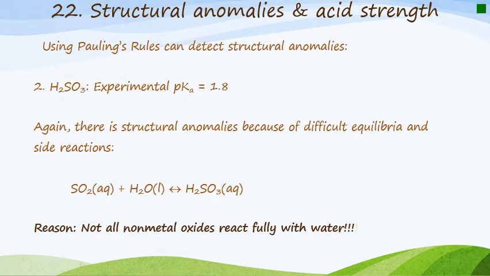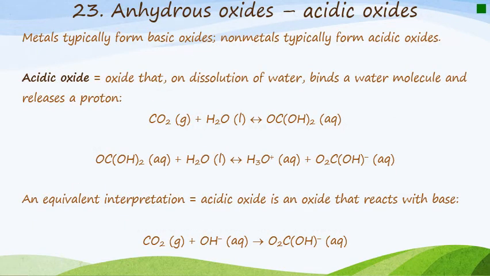So we can use Pauling's rules to detect structural anomalies. Another example is sulfurous acid. Again, there's a structural anomaly because of difficult equilibrium side reactions. Remember that not all non-metal oxides react fully with water. We do get anhydrous oxides. Metals usually form basic oxides, and non-metals typically form acidic oxides. An acidic oxide is an oxide that, when we dissolve it in water, binds a water molecule and releases a proton.